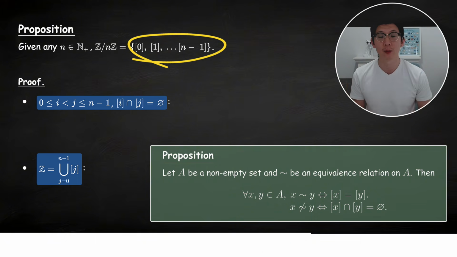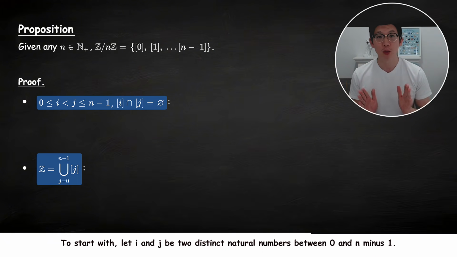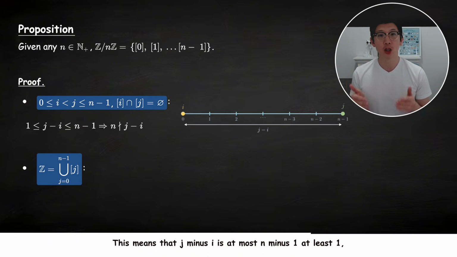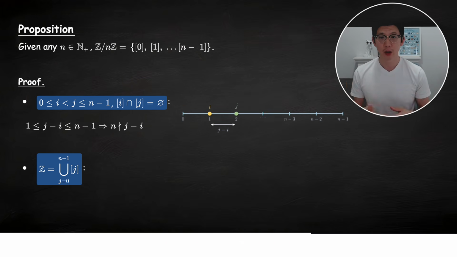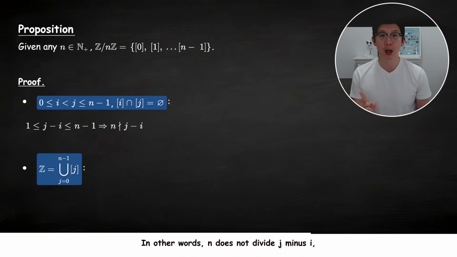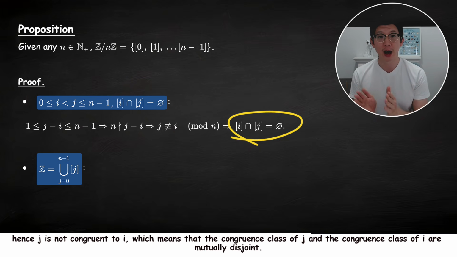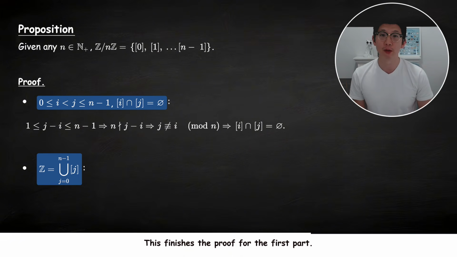To start with, let i and j be two distinct natural numbers between 0 and n minus 1. Without loss of generality, we can assume that i is less than j. This means that j minus i is at most n minus 1, at least 1, which is clearly not a multiple of n. In other words, n does not divide j minus i. Hence, j is not congruent to i, which means that the congruence class of j and the congruence class of i are mutually disjoint. This finishes the proof for the first part.